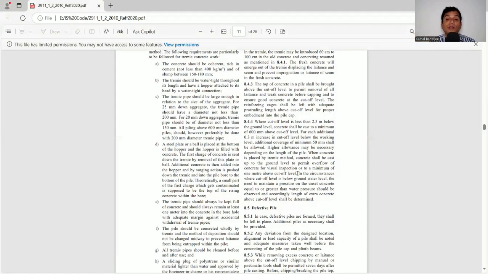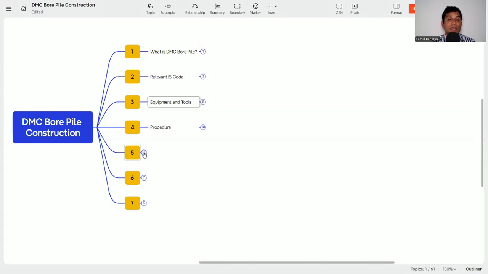So these are all about how to do the concrete of the tremie pipe, using the drill method and everything, as per IS 2911 part 1 section 2. Next, we will discuss the quality control checkpoints.